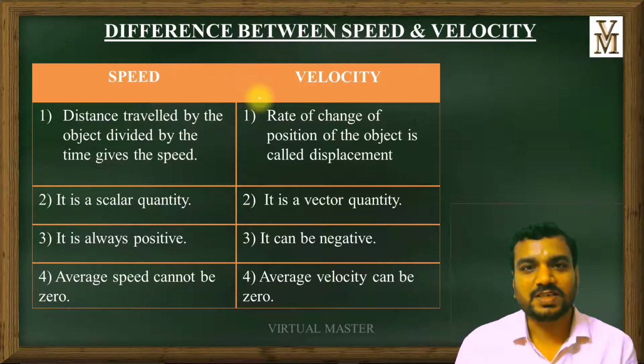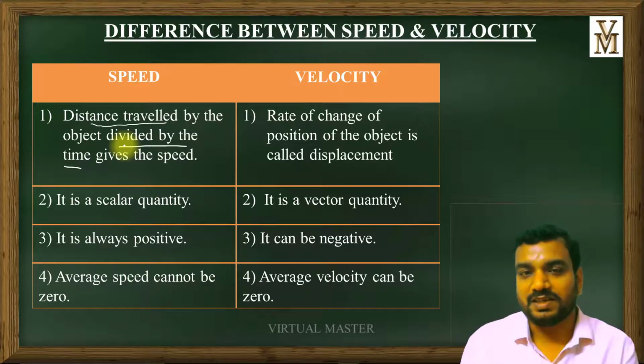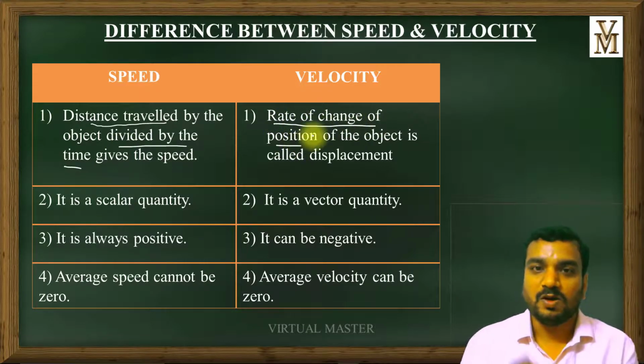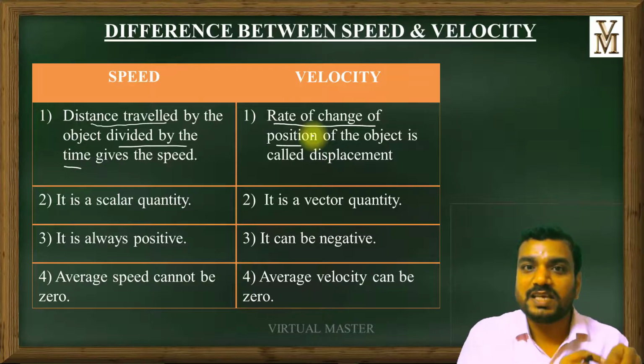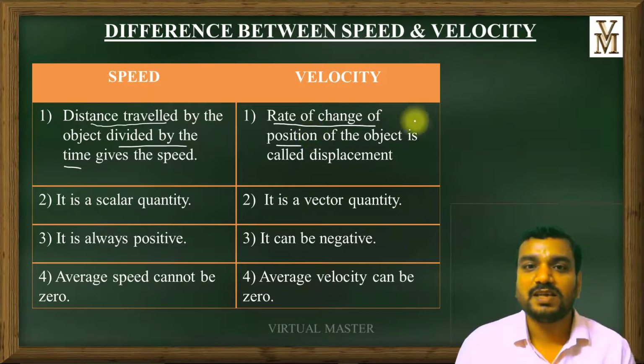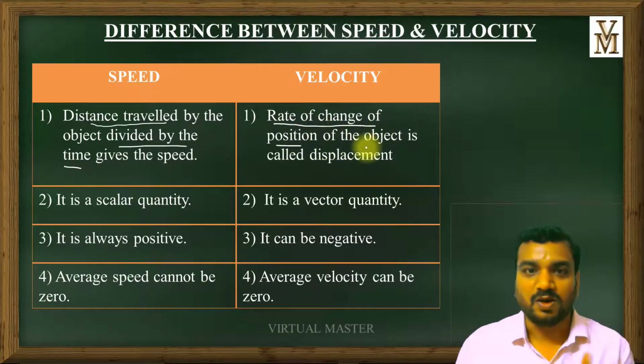The first difference is the definition of speed and velocity. The definition of speed is distance traveled divided by time taken, isn't it? What is speed? It is nothing but the distance traveled divided by time taken. Now what is velocity? It is nothing but the rate of change of position of the object. What is change of position? It is nothing but displacement. Change in position per unit time is called the rate of change of position. So velocity can also be defined as the rate of change of position of an object.